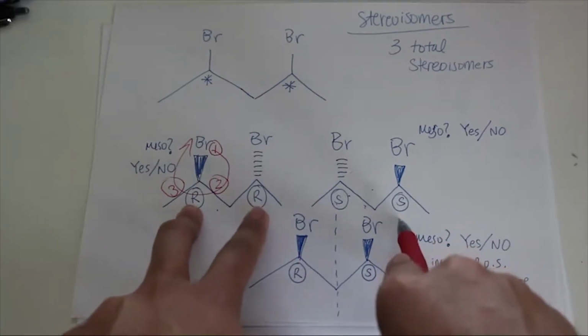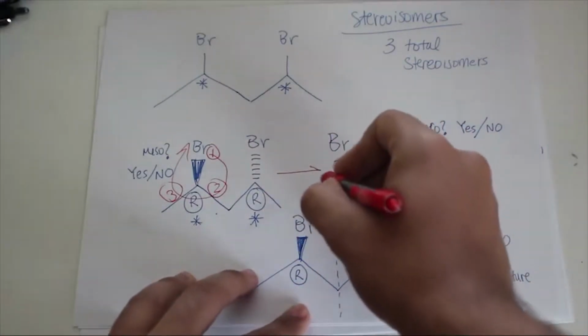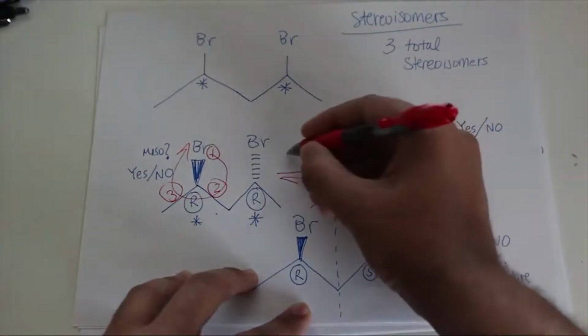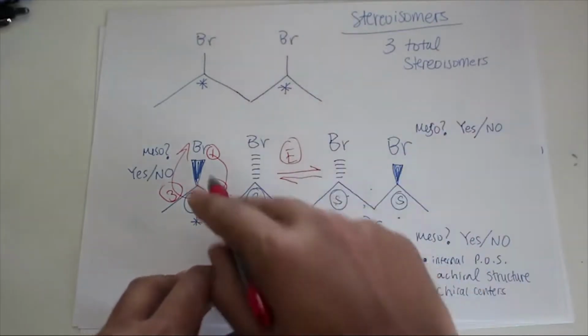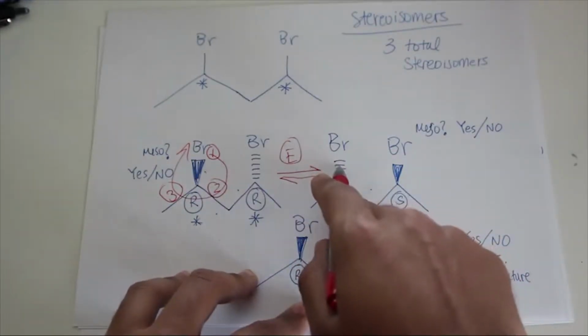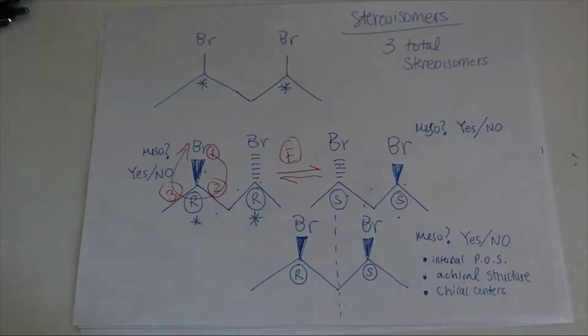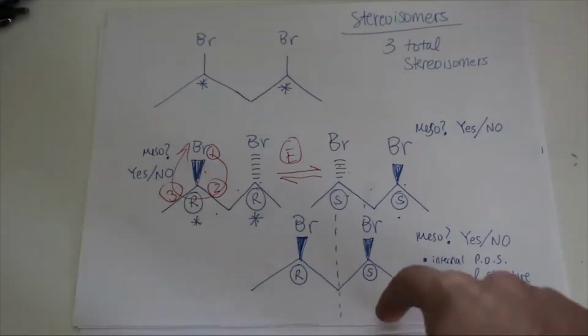So again, a good practice of what we learned. How do these two compare? These two are going to be enantiomers because both changed 100%. This changed to a dash, and this dash changed to a wedge. Now, the third stereoisomer of this group, okay?